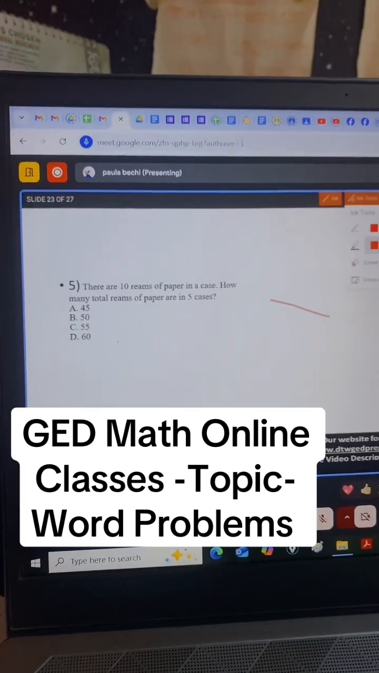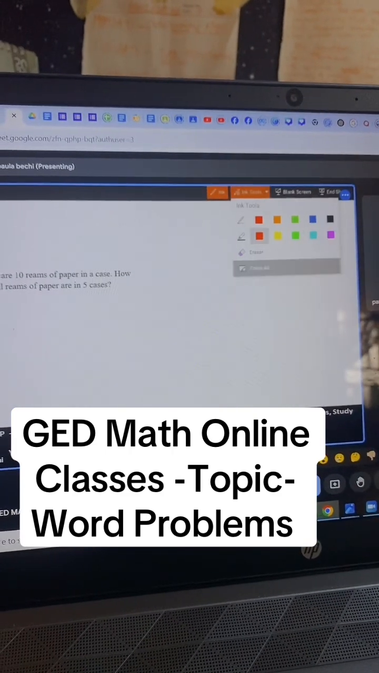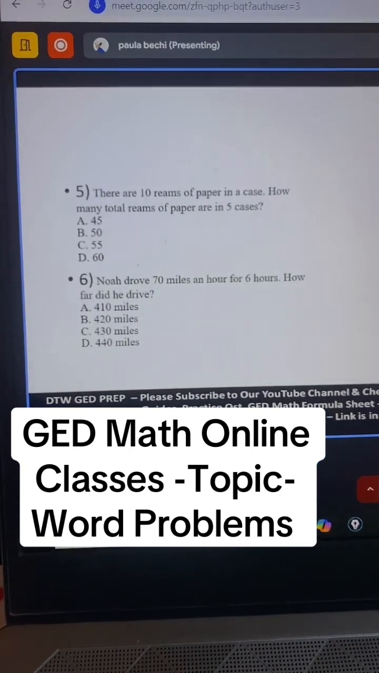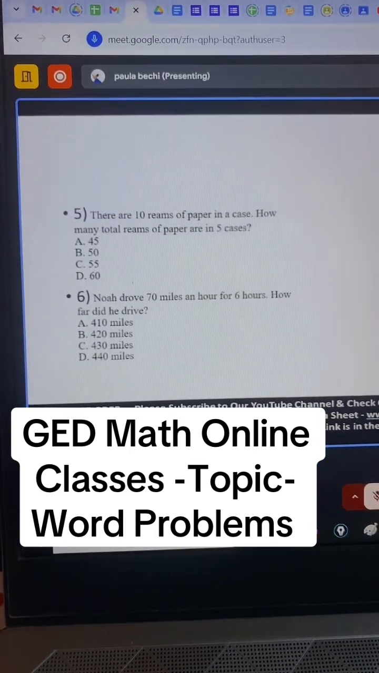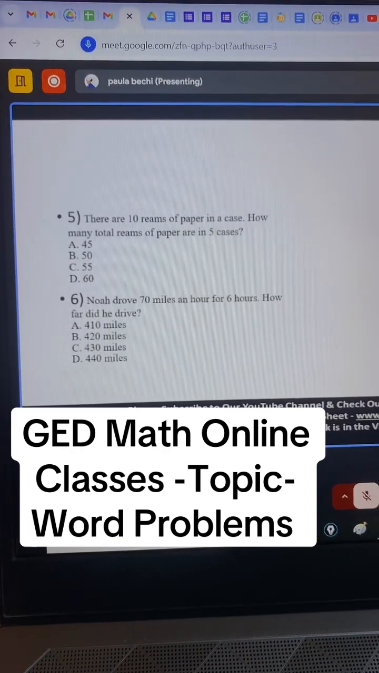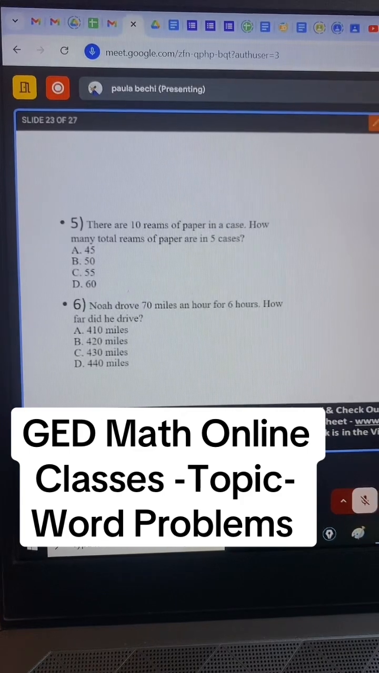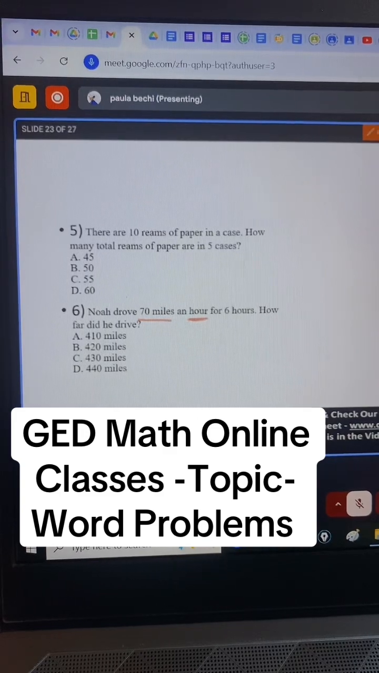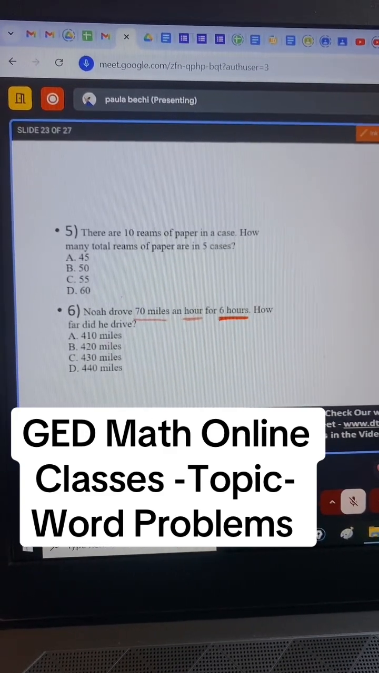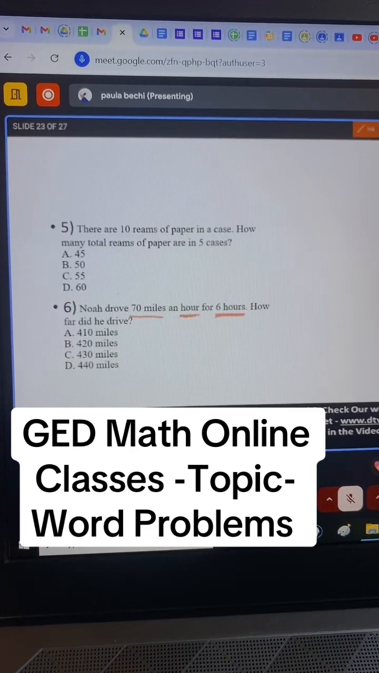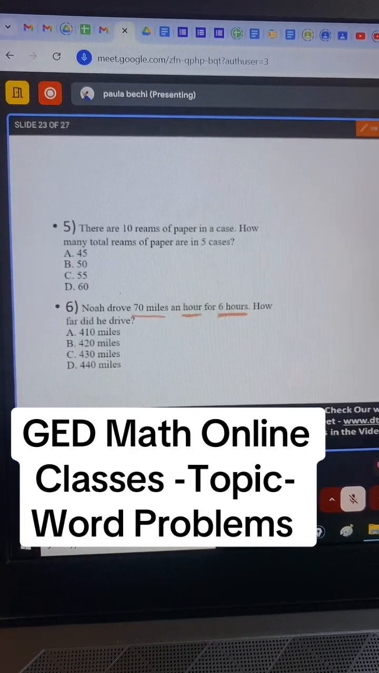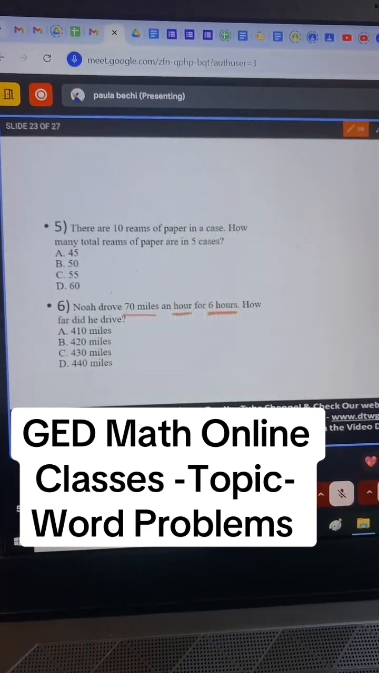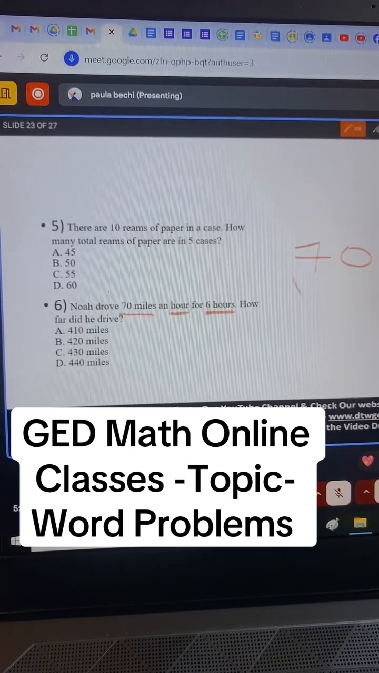So we go to question 6. It says Noah drove 70 miles an hour for 6 hours. How far did he drive? What we are told is that in an hour, he drove 70 miles. So how many miles will he drive in 6 hours? That's what the question is asking us. So if he went 70 miles in just 1 hour, to get the number of miles he will go in 6 hours, we just multiply 70 by 6.